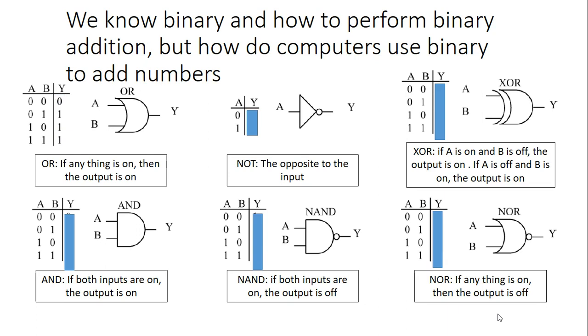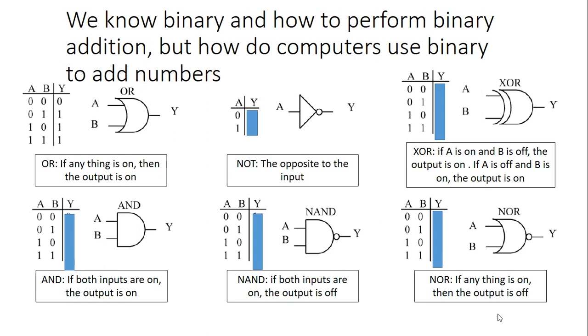So next one, NOT, the opposite to the input. So if you've got on, which is a 0, the opposite will be 1. If you've got 1, then the opposite will be 0. Okay, so I hope you understand what I mean. Draw the logic gates down, fill in the truth tables, off you go.